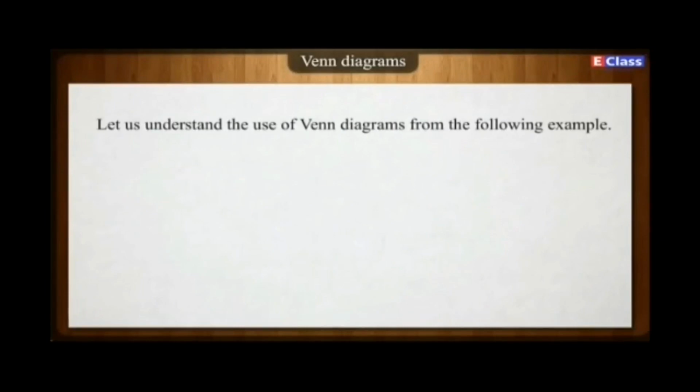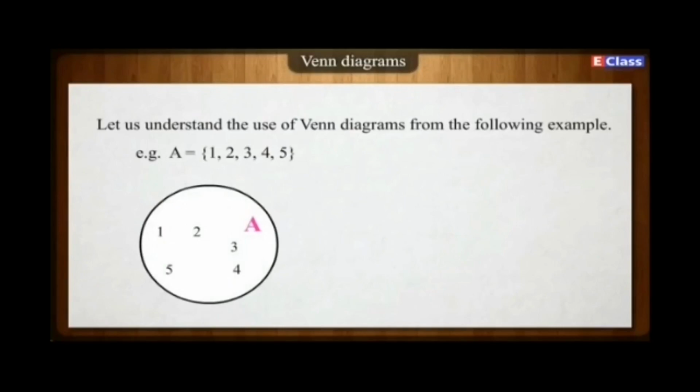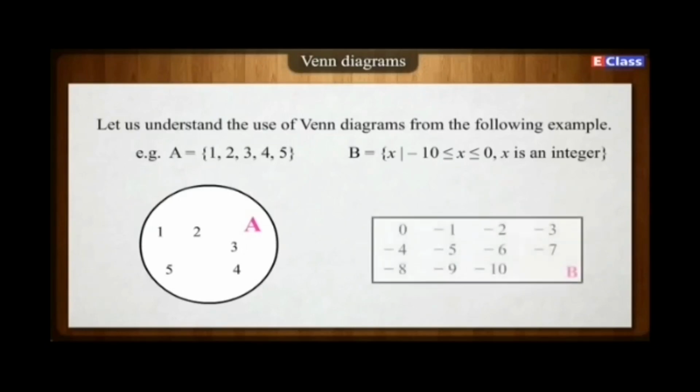Let us understand the use of Venn diagrams from the following example. Let's consider a set A with elements 1, 2, 3, 4, 5. Now in the Venn diagram we will write all the elements and it is represented in a circular form. Let's consider one more example. B = {x such that x is greater than or equal to minus 10 and less than or equal to 0, also x is an integer}. So in the Venn diagram we will write all the elements of this set.